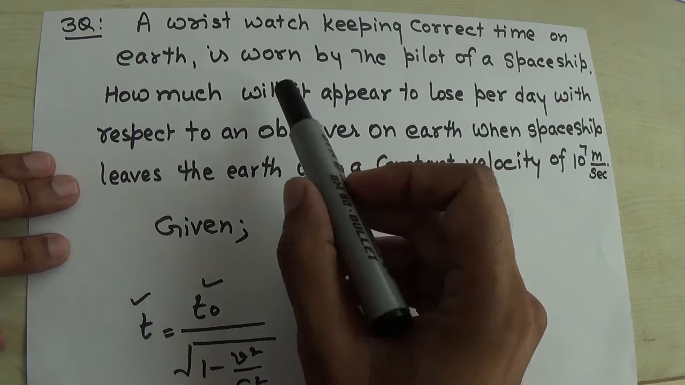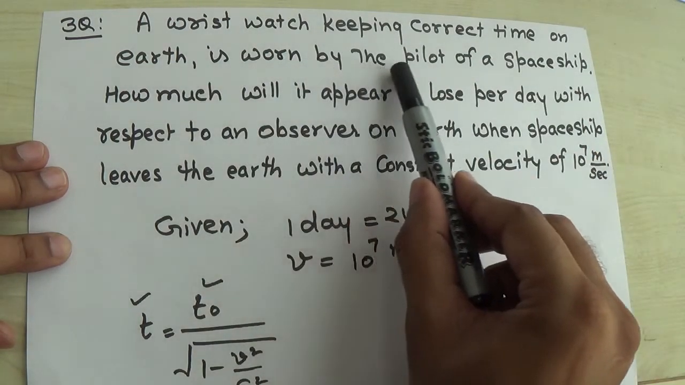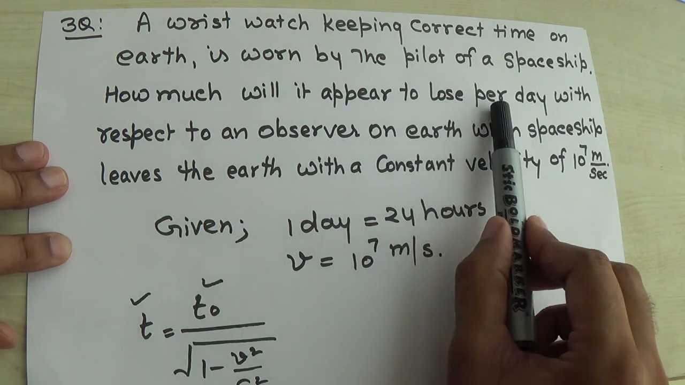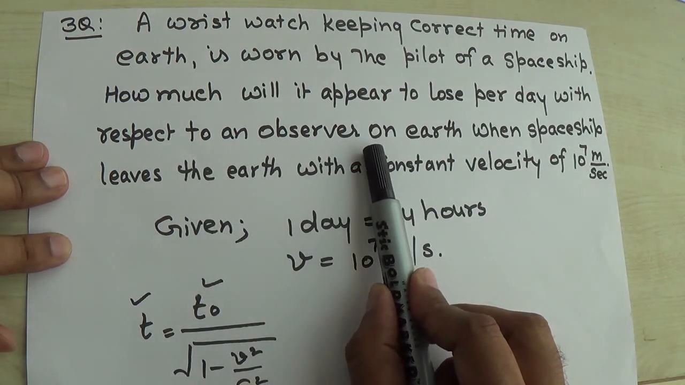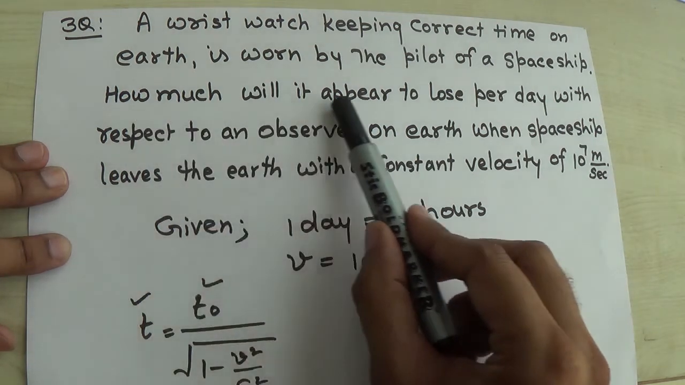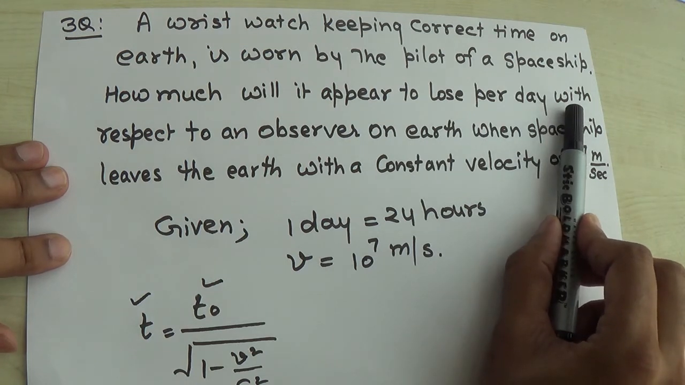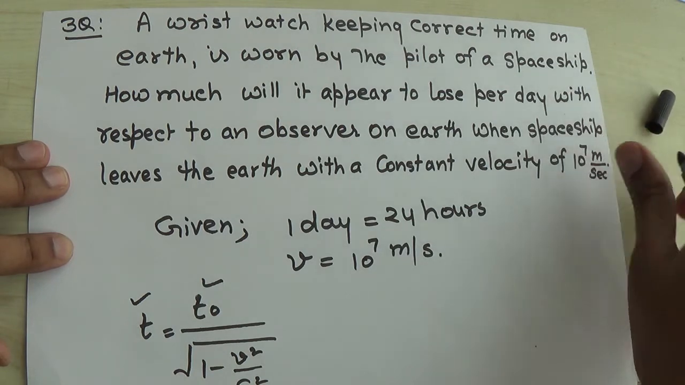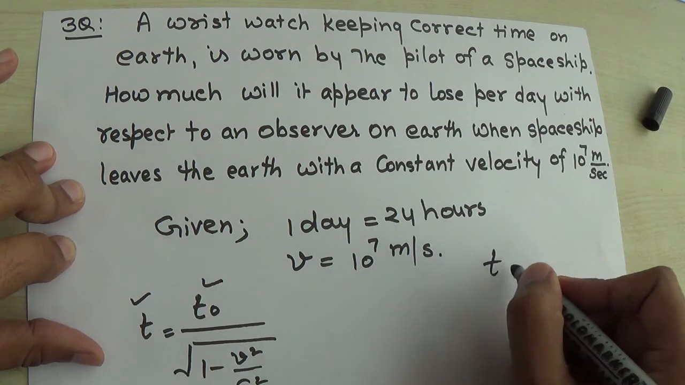Right? So again I'm reading this statement. A wristwatch keeping correct time on earth is worn by the pilot of a spaceship. How much will it appear to lose per day with respect to an observer? So this statement is for the O prime observer, or O. This statement is for the O prime observer. So we have to find T naught.